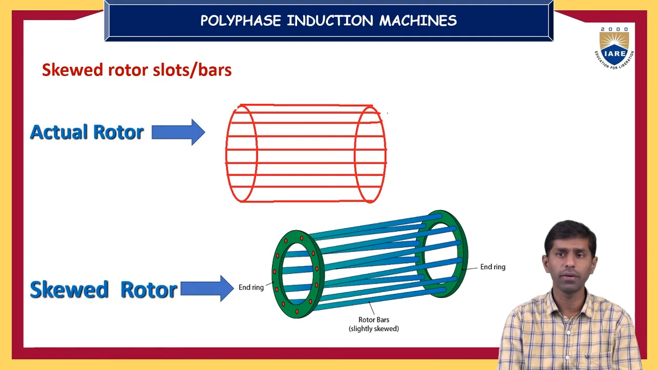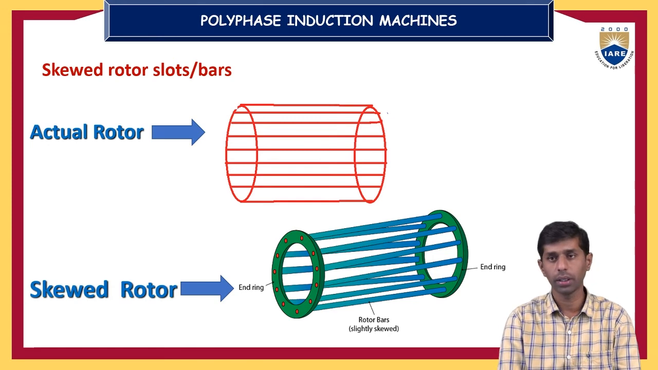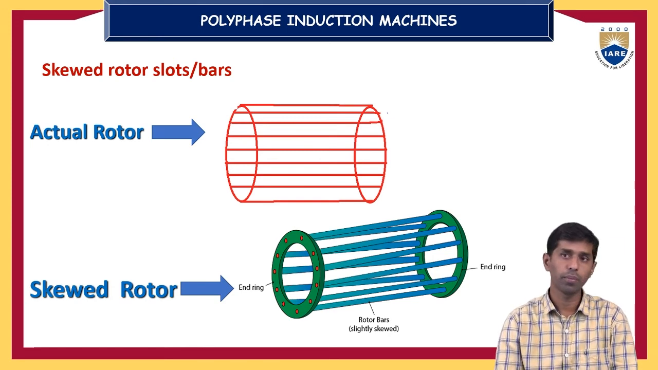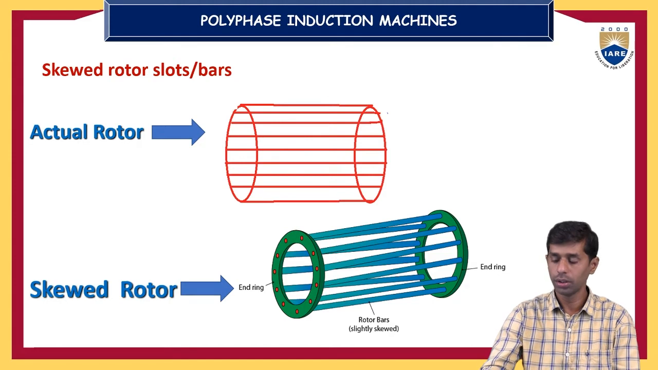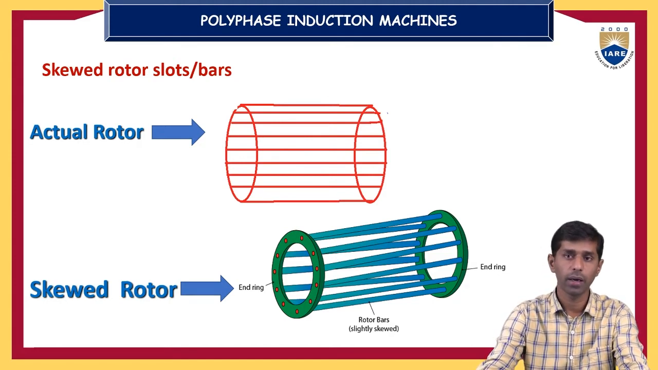And we make some corrections in the design of the squirrel cage induction motor to make it a more effective type of induction motor, by skewed rotor slots, deep bars and double cage rotor.